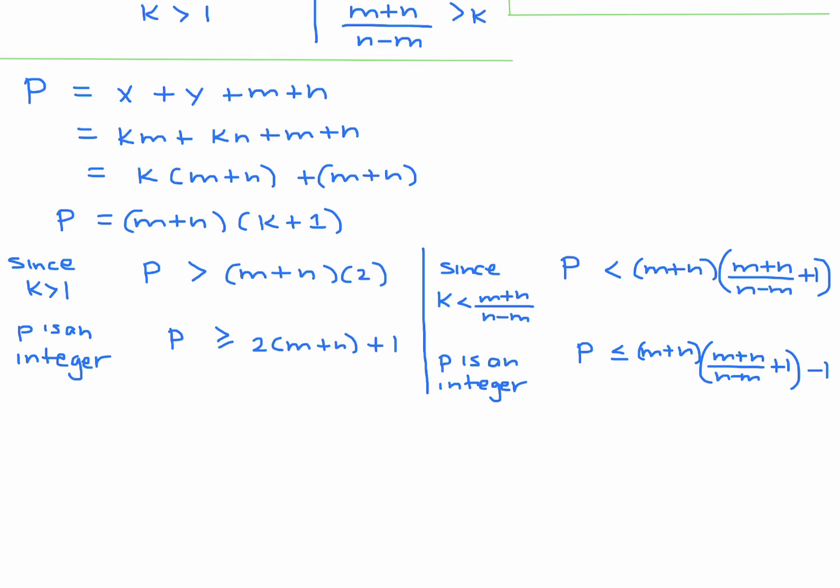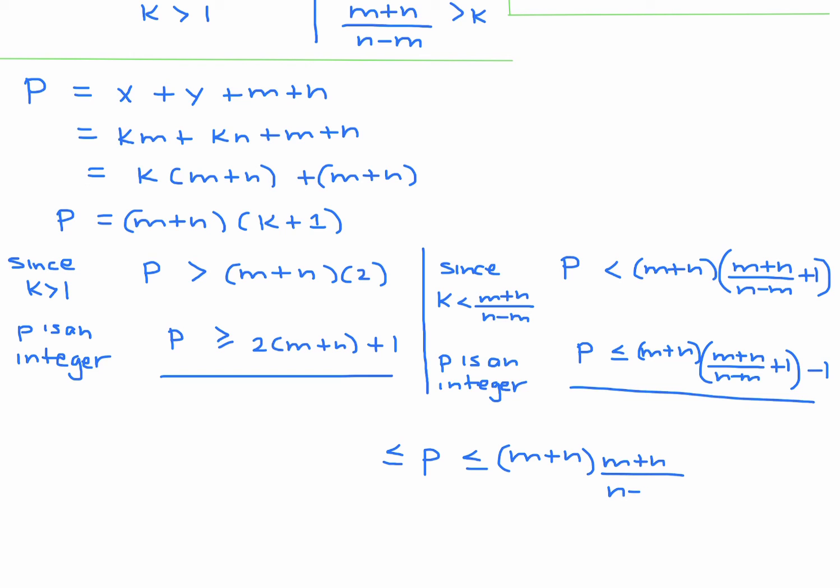Okay, well, these two things, this one and this one, give me a range. Combining, it gives me a range that P is between. It's either less than this guy, M plus N times M plus N over N minus M plus 1, all minus 1, or it's greater than this guy, which is just 2 times M plus N plus 1.